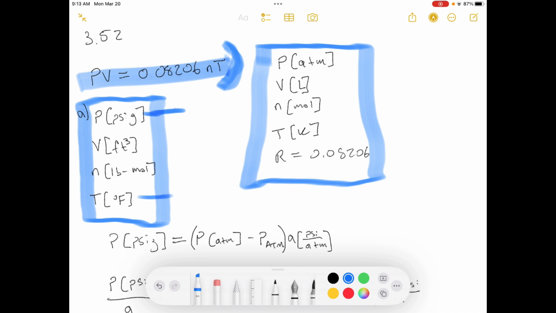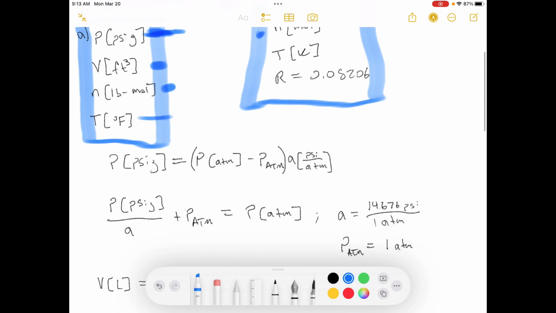Okay, so what we need to do is write P in atmospheres in terms of psig, liters in terms of feet cubed, and so on, until we've gone through every single one of these variables, and then we can just substitute into our new equation. Okay, so let's start off with the pressure.